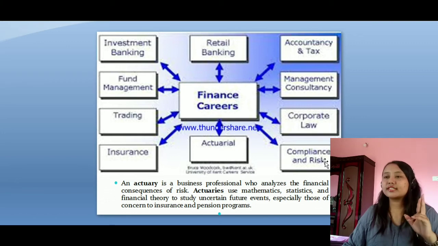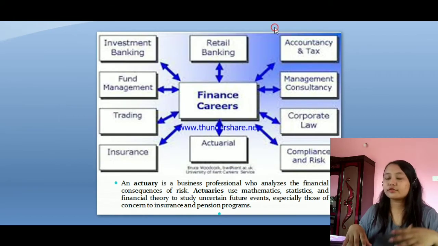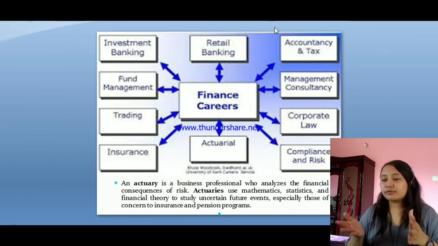This actuarial is a different one. So what does it mean? I have written here: an actuary is a business professional who analyzes the financial consequences of a risk. So what do financial consequences of a risk mean? There are so many risks involved while operating a business. While operating a business, you might have a risk of loss. You might have a risk if somebody competes with your business.